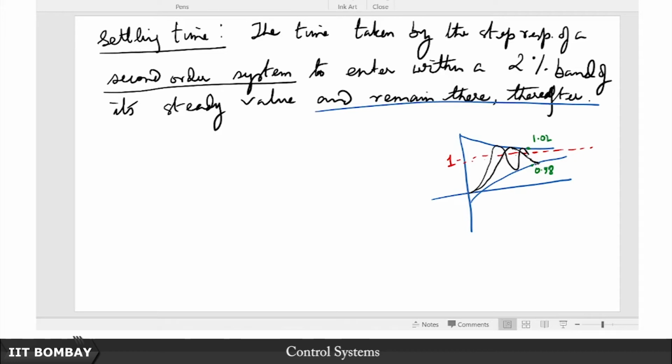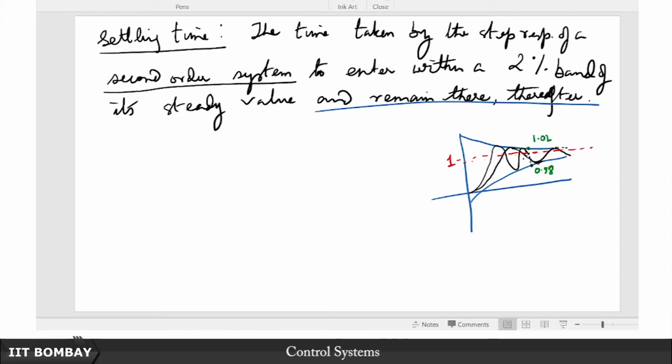So in that case you see it evolves like this, alright. So notice that in this case what happens, alright. So this is where you are estimating your settling time to be. So in the first case the actual settling time is probably somewhere here where it has already entered the 2% band.